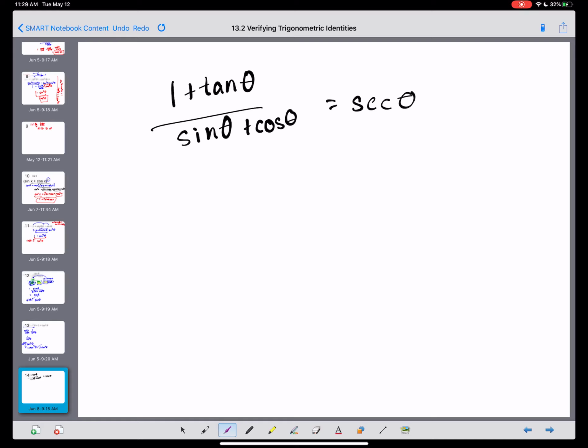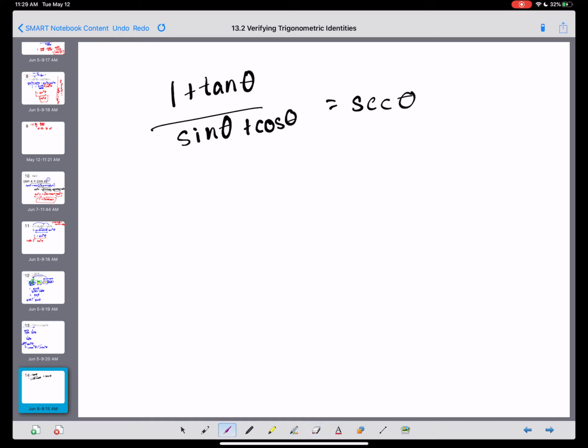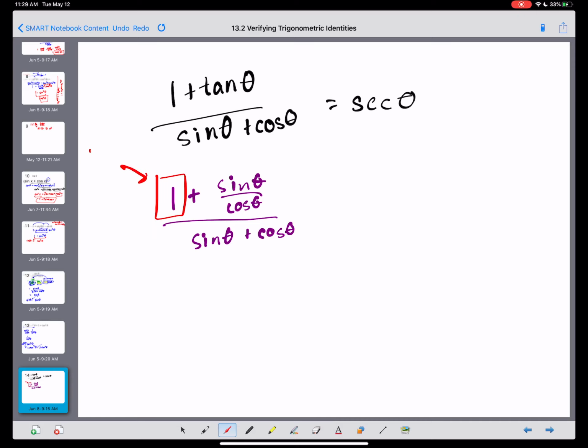I'm going to change everything to sine and cosine. So 1 plus tangent becomes 1 plus sine over cosine, like that. So far, so good. What I want to do now is, 1, I'm going to convert to cosine over cosine.